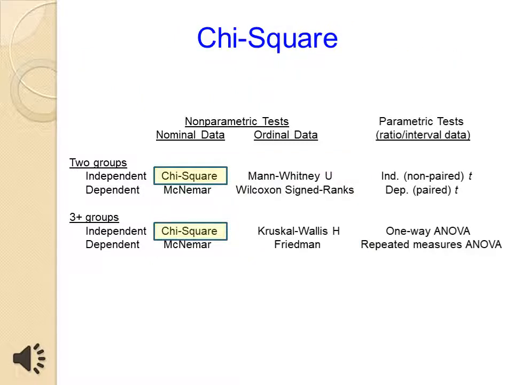The chi-square test is used with independent or non-paired data with two or more groups that are nominal variables. It is used to analyze frequencies or proportions. It is a non-parametric test used to determine if a distribution of observed frequencies differs from theoretical expected frequencies.